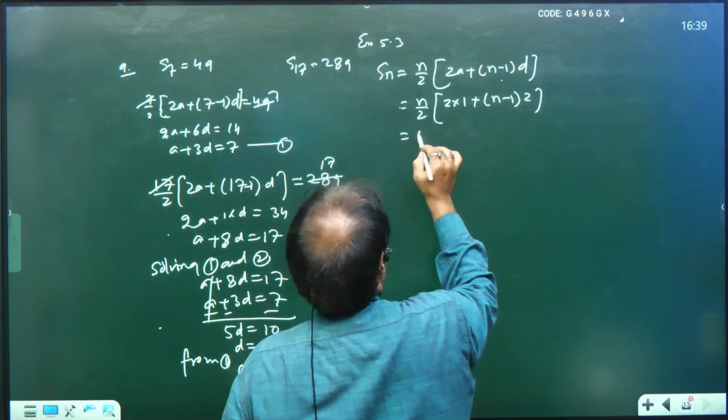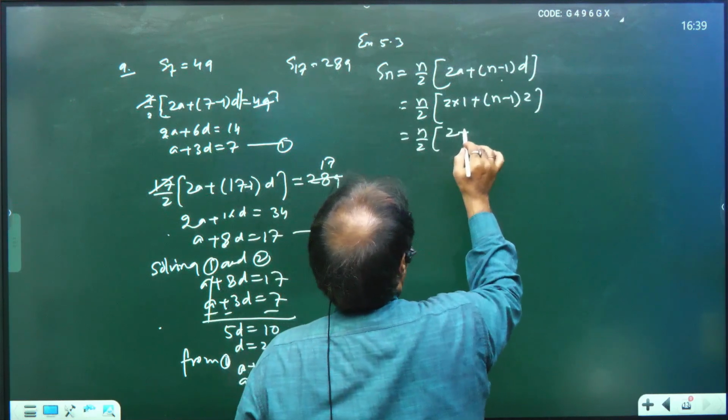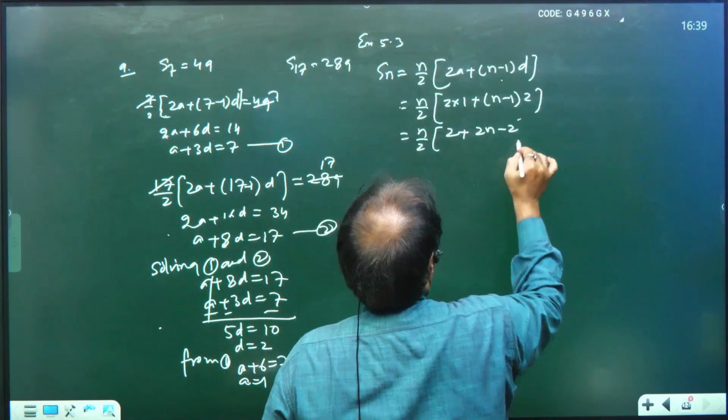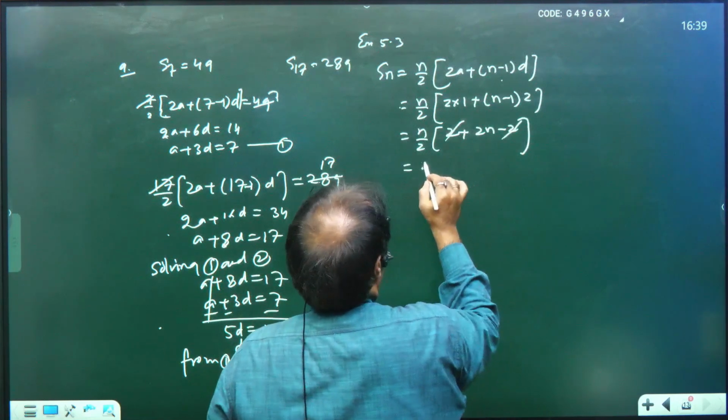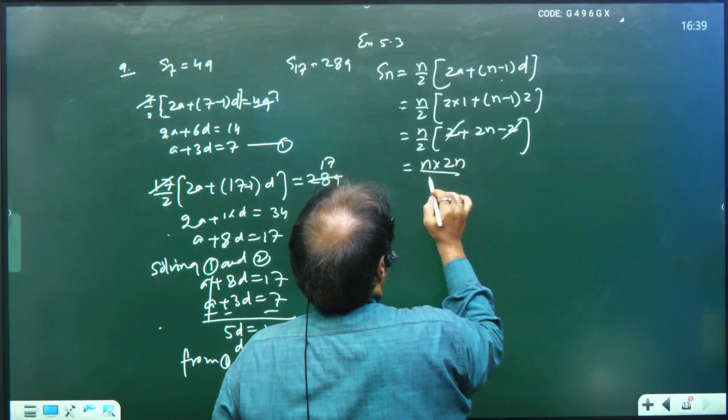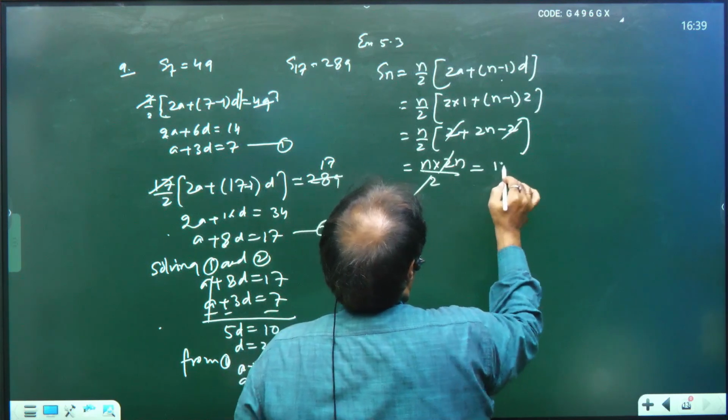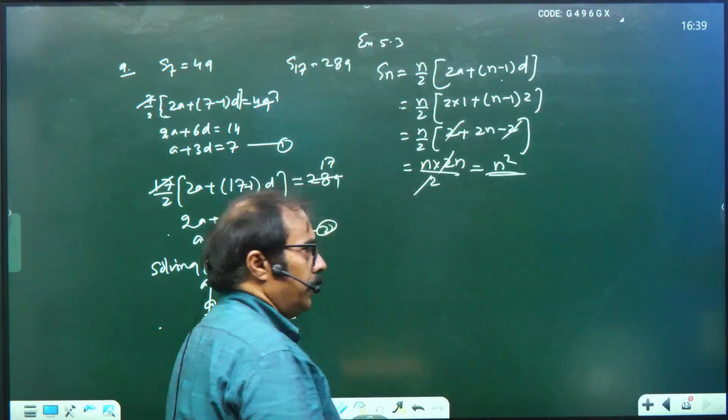So now simplify: n by 2, into 2 plus 2n minus 2. So this minus 2 and plus 2 cancel. So n into 2n by 2, this 2 and 2 will cancel. So the answer will be n square.